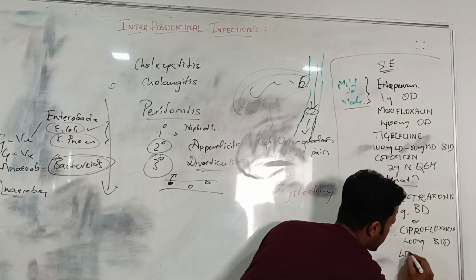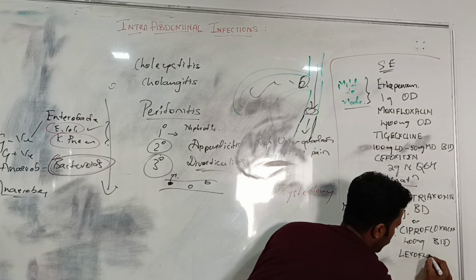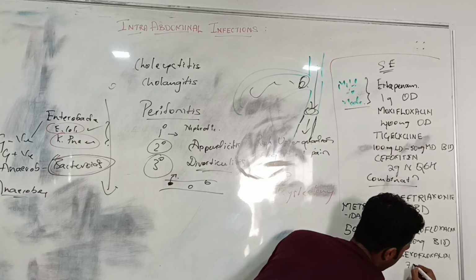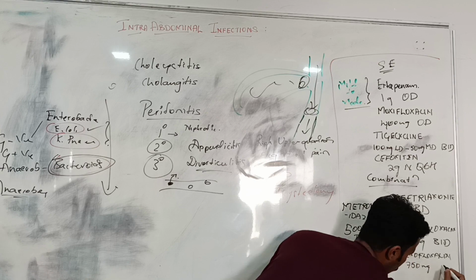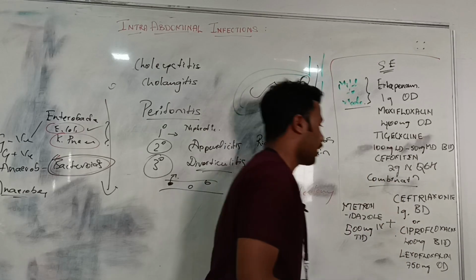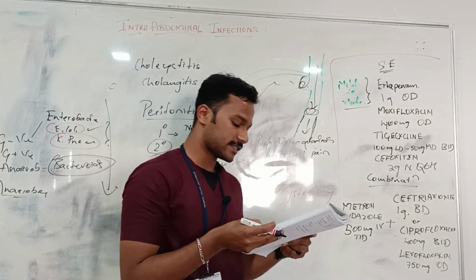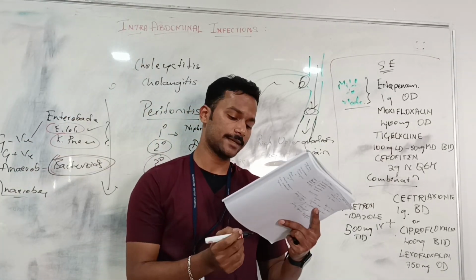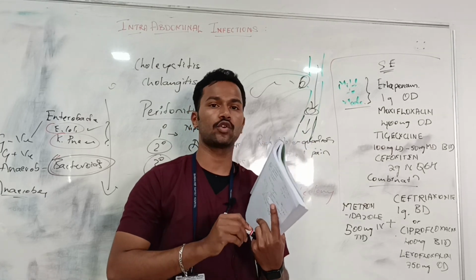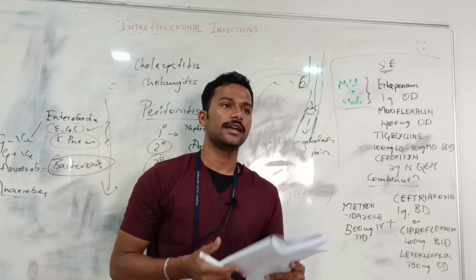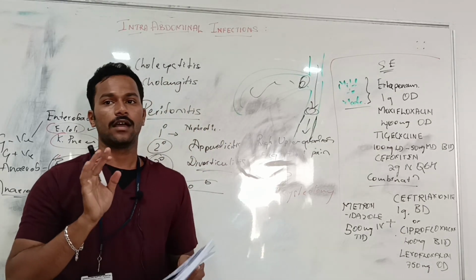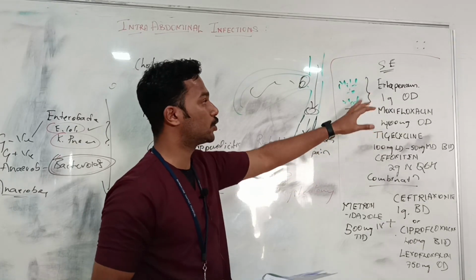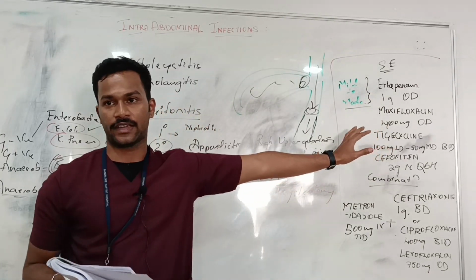Others are again the same class we have used. We can use levofloxacin. This is 750 mg OD. Others which can be used are cefazolin 1 to 2 grams TID and cefotaxime 1 to 2 grams QID, every 6 hours or TID. These are the combinations or the treatment regimens for mild to moderately severe infection.